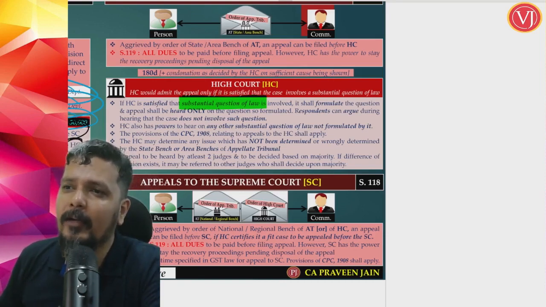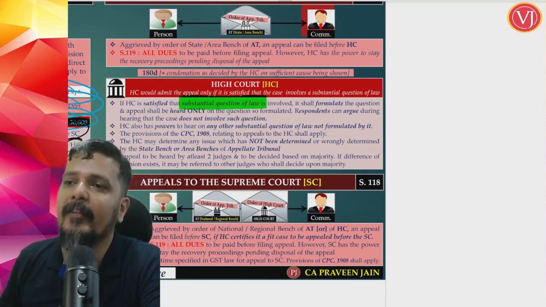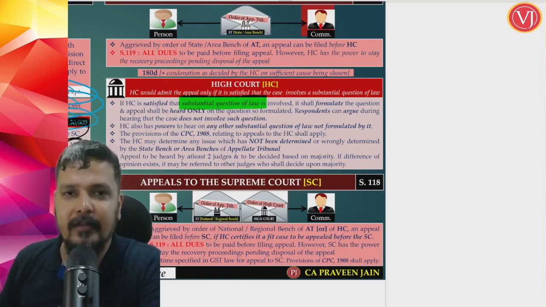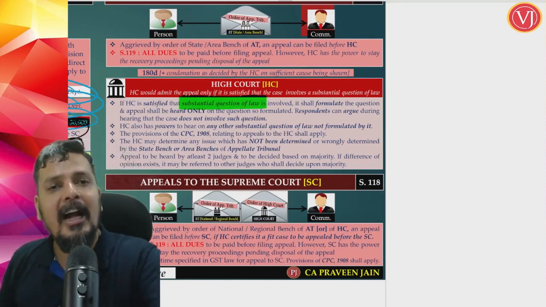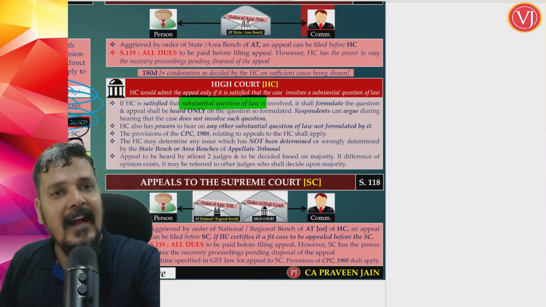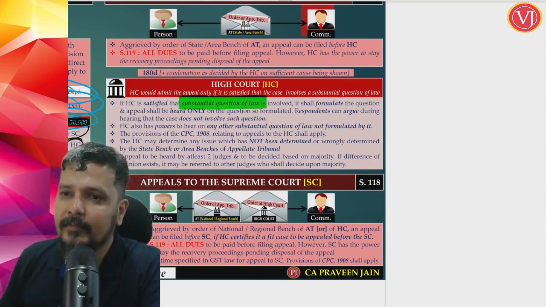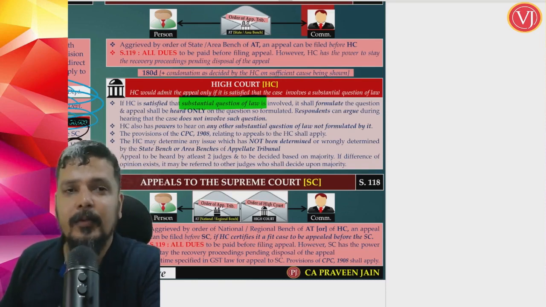a waiver from High Court? Yes. Can you get a waiver from Supreme Court? Yes. By default, when you go to High Court and Supreme Court, the department will start recovering it. The department will start recovering the dues, because pre-deposit has to be made fully. If not, they'll start recovering the dues.